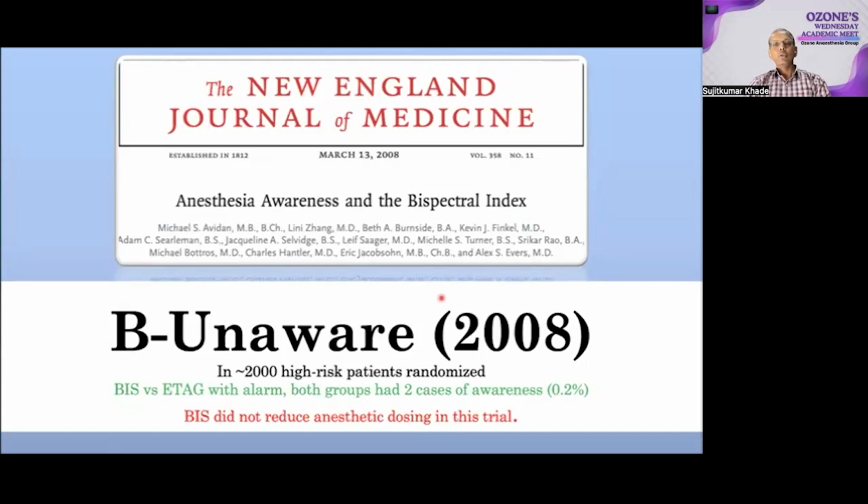BIS did not reduce anesthetic dosing in this trial. Use of the BIS protocol was not associated with reduced administration of volatile anesthetic gases. Anesthesia awareness occurred even when BIS values and end-tidal anesthesia gas concentrations were within the target ranges. Their findings do not support routine BIS monitoring as part of standard anesthesia practice.